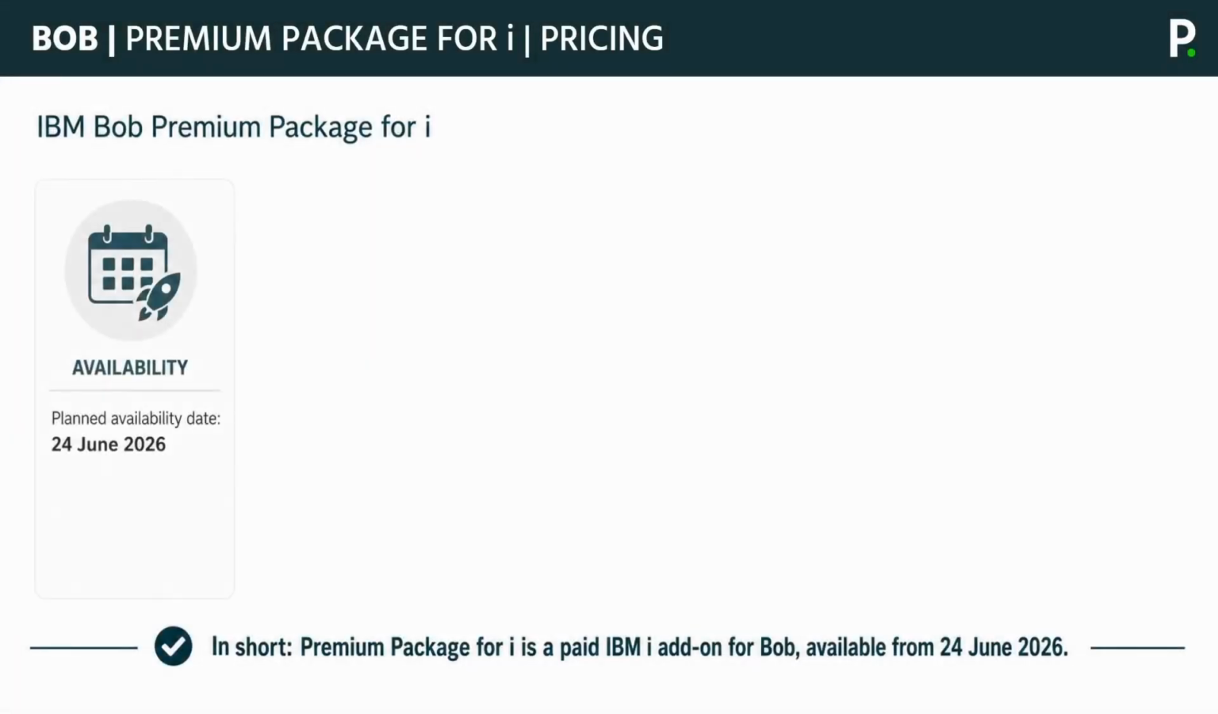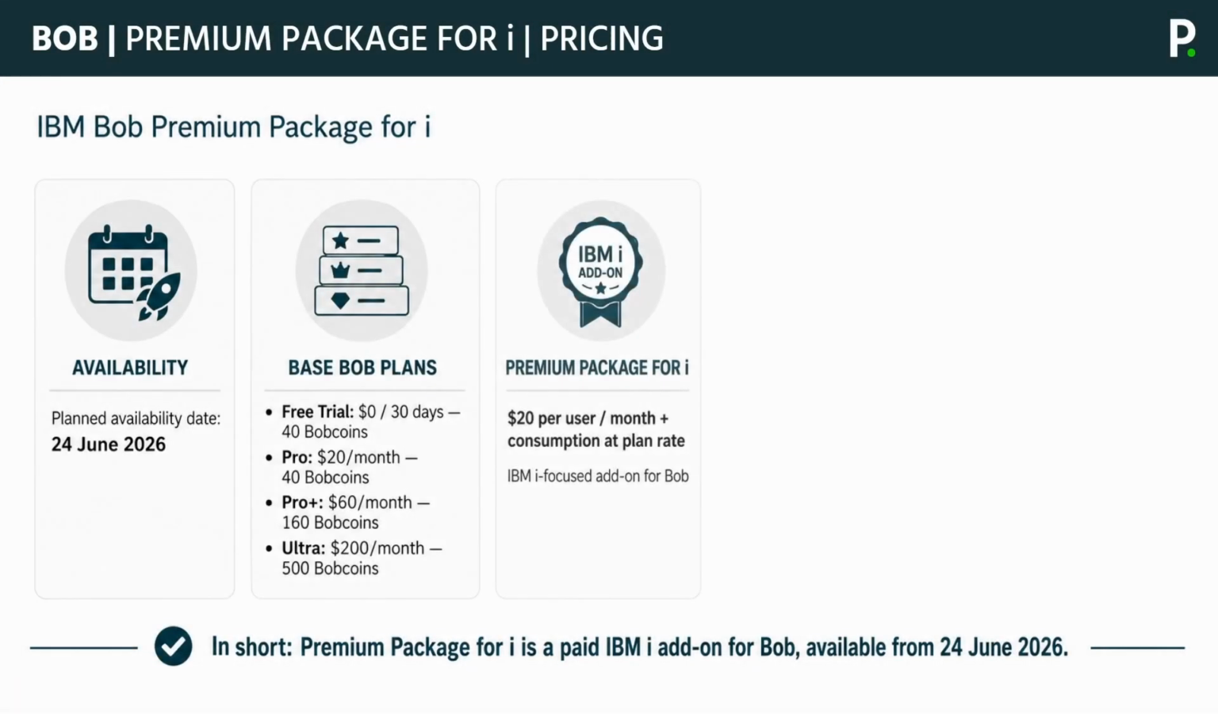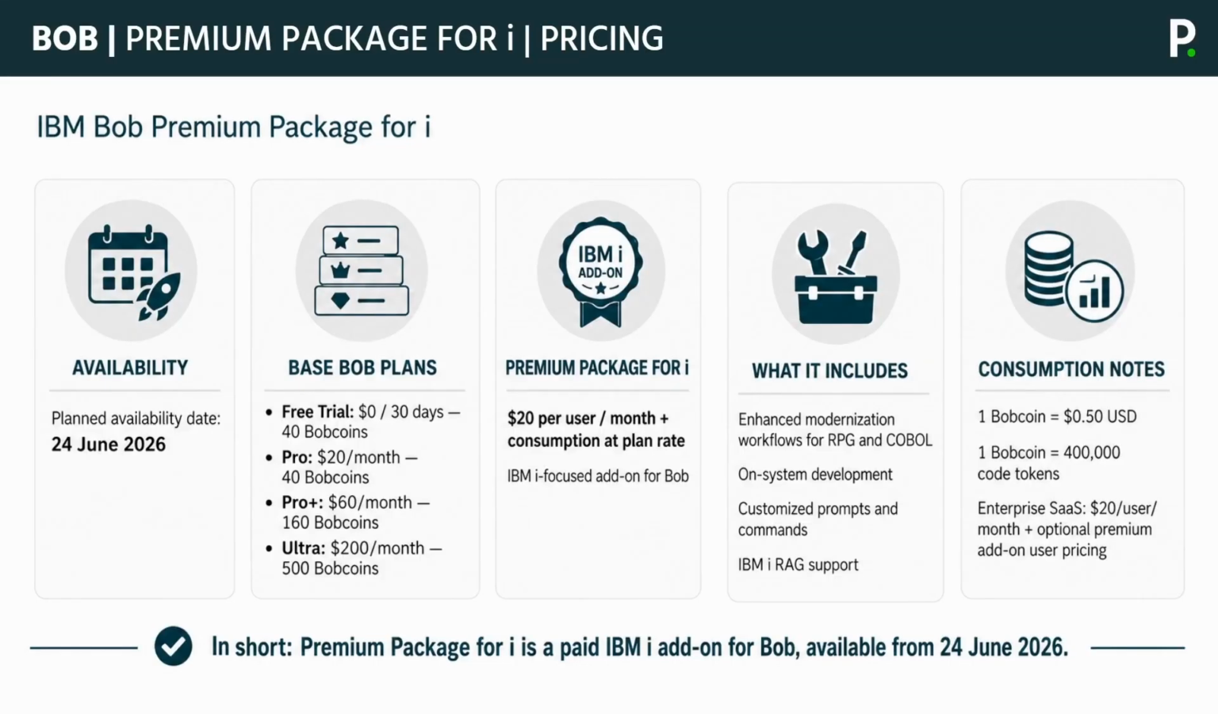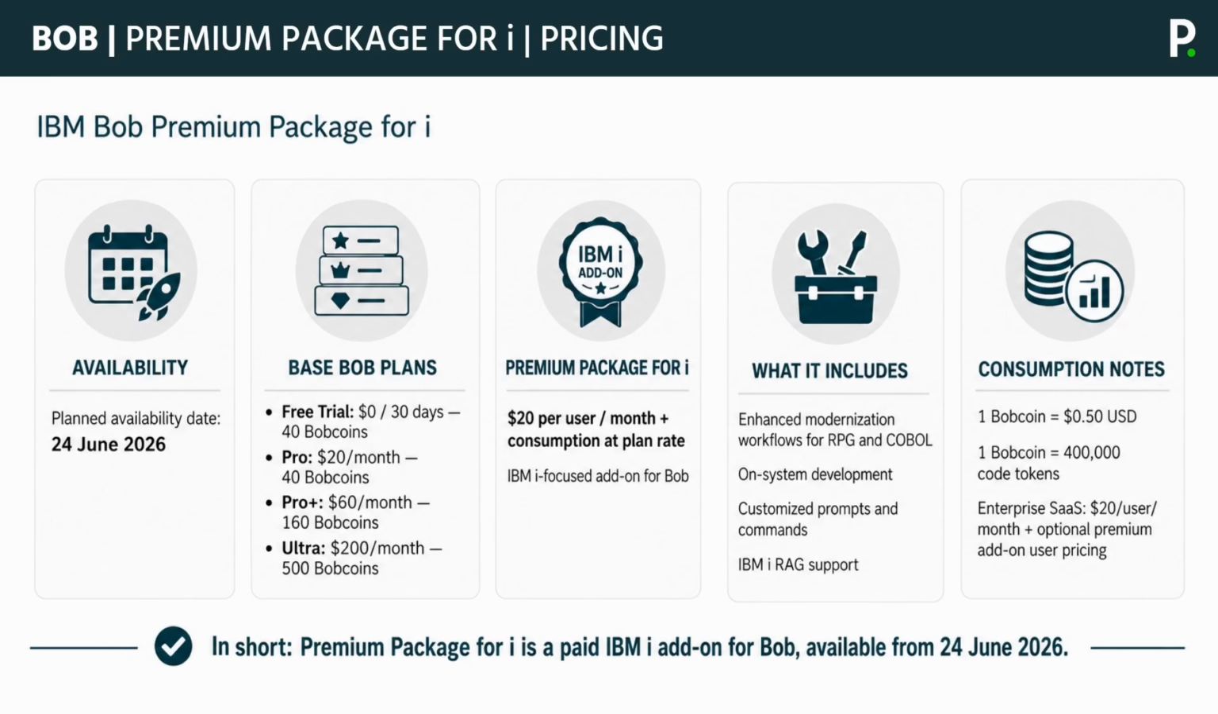Great. But this stuff ain't free. Well, after the free trial anyway. Okay, so in terms of costs, the IBM Bob Premium Package for I is positioned above these base plans. So first, a customer would need to choose the appropriate plan for them. In this, Bob allows you to have a free trial with 40 Bob coins. I'll get to those in a minute.